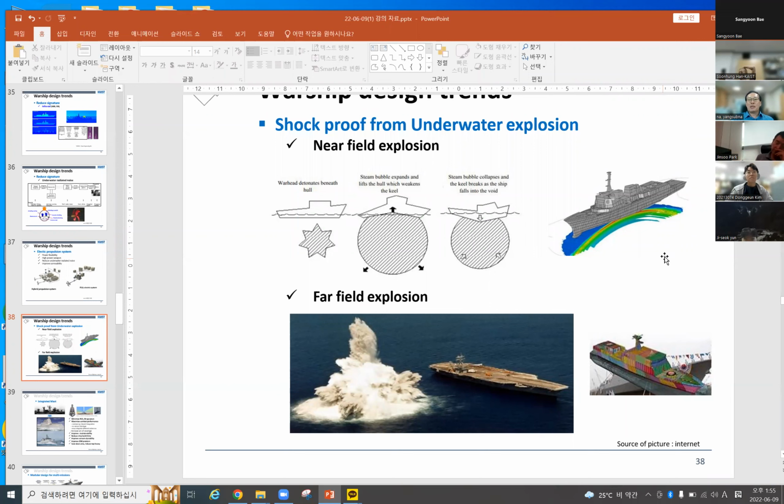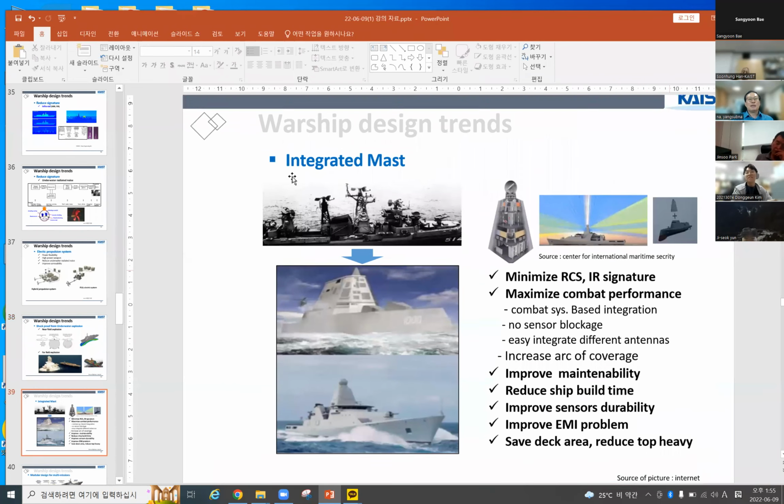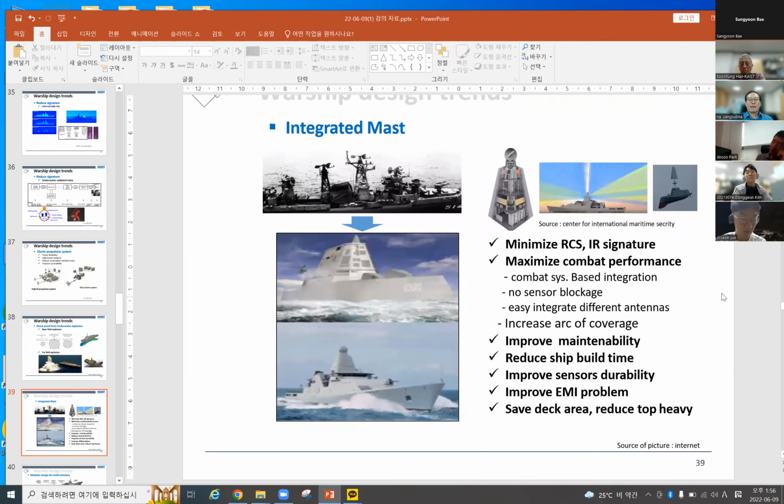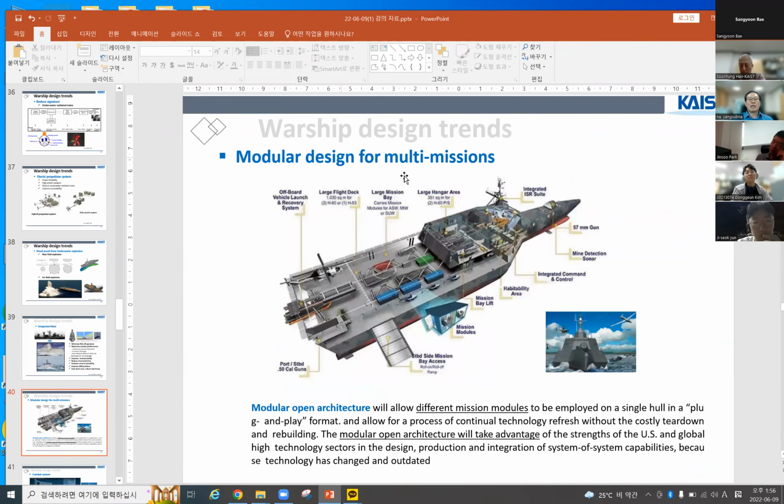For ship design, okay, let's jump to more things. And integrated mast systems. This is the conventional mast systems changing to enclosed mast systems for minimizing RCS, right? Maximize the combat system, improve like that. And the modular design and multi-missions like that.